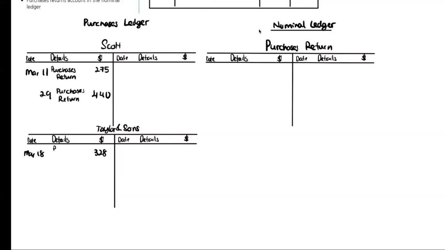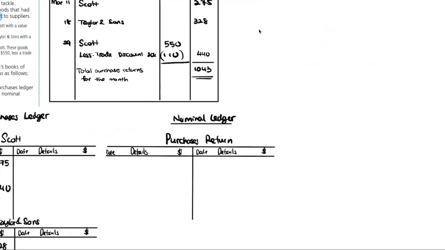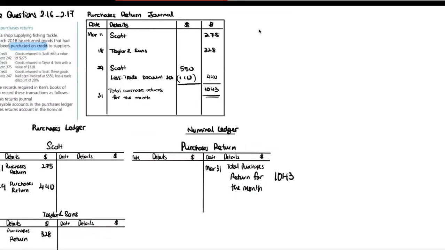And then I'm going to write purchases return. In the purchases return account, it will be on the credit side, so it acts as an opposing account to your purchases, which is always on the debit side. So on March 31st, we're going to put in a total for the month. That'll be 1043. And that's it for question number 1.